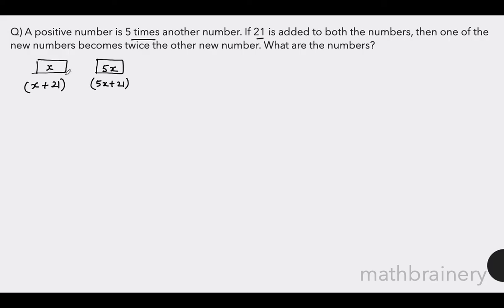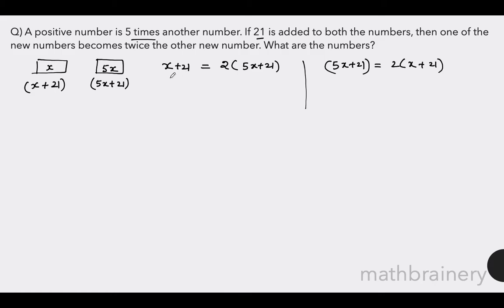Now, let us look at both the cases. You have either x plus 21 will be 2 times of 5x plus 21, or you can have 5x plus 21 as 2 times of x plus 21. One number is twice of this number, or this number is twice of this number. These are the two possible scenarios that you can understand from this question. Let's try to solve this first.